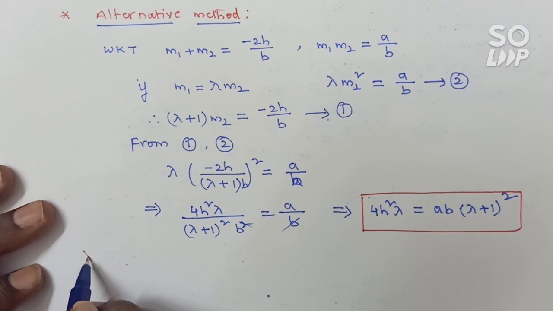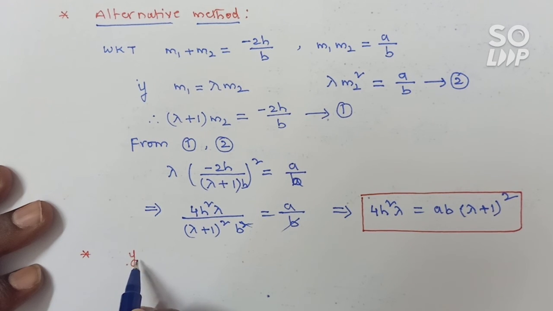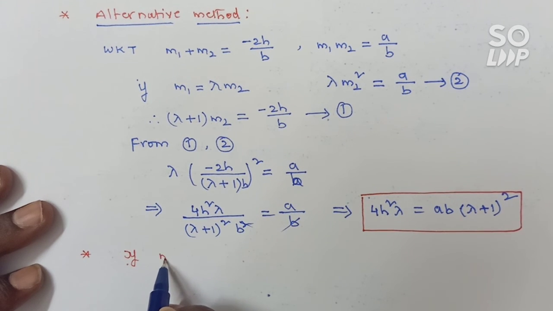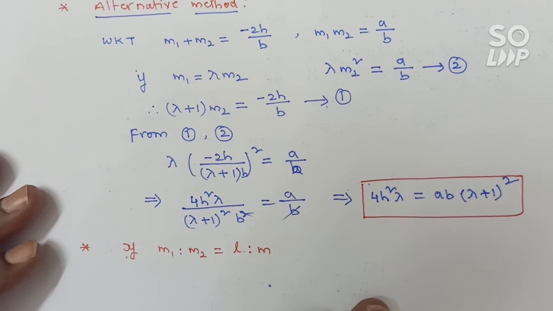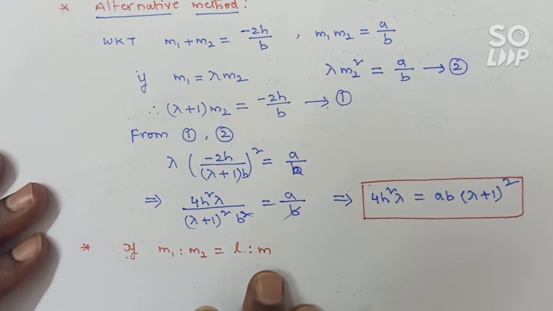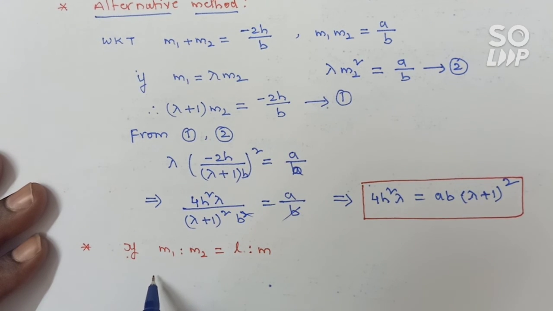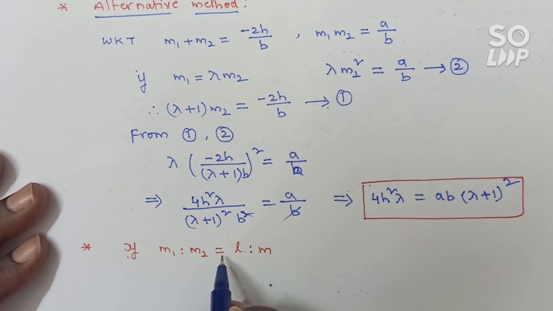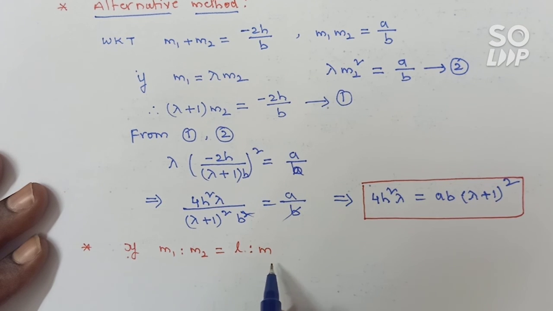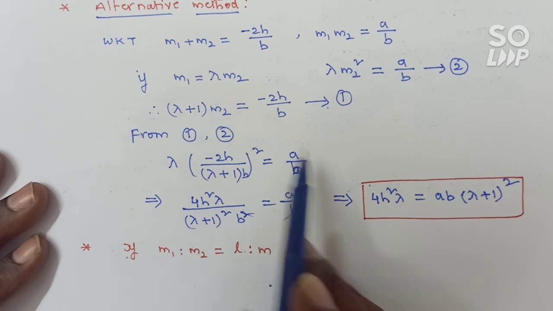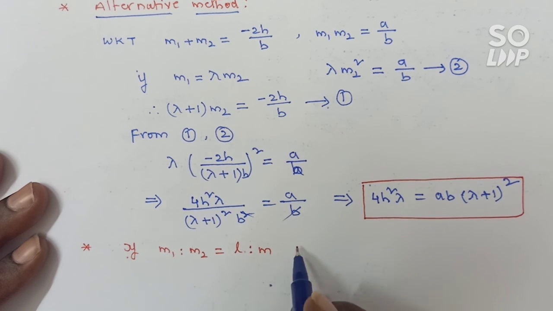So now here if m1 is to m2 is equals to l is to m, that means if the slopes are in the ratio l is to m, so we can write that m1 by m2 is equals to l by m. Then m1 is equals to l by m into m2. So in place of lambda you can write l by m.